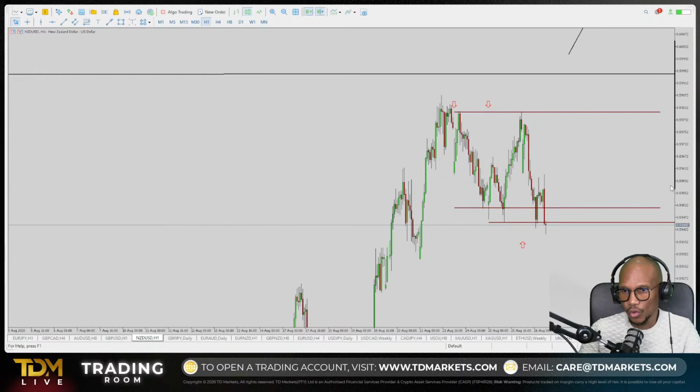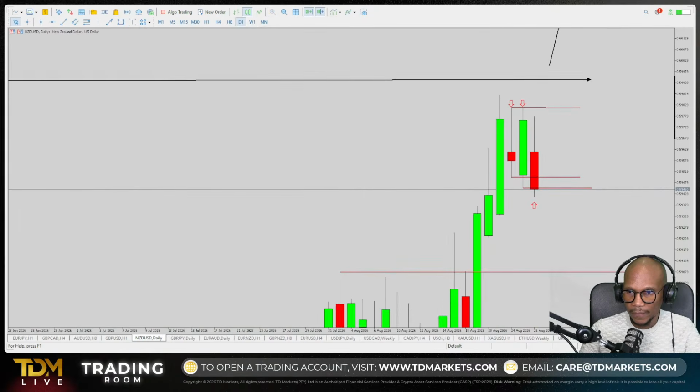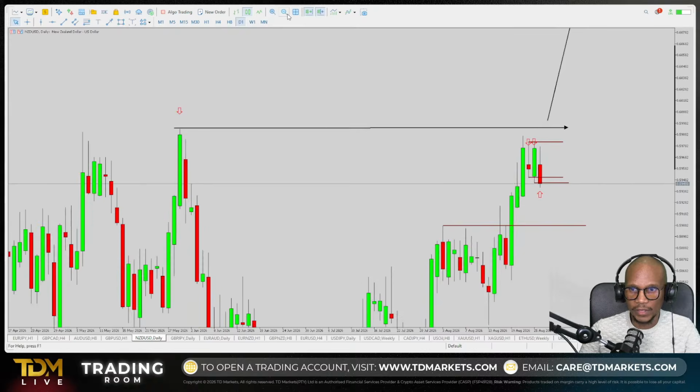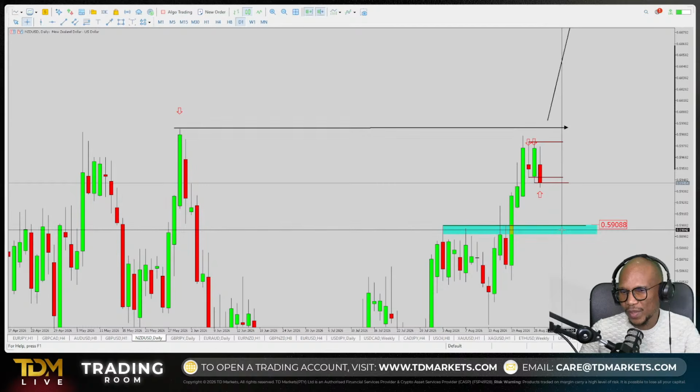All right. So if I was in a sell, first of all, the reason why I would sell is that I would anticipate the market will come back down to this area, 0.59, which is this zone. So this would be my ultimate take profit.